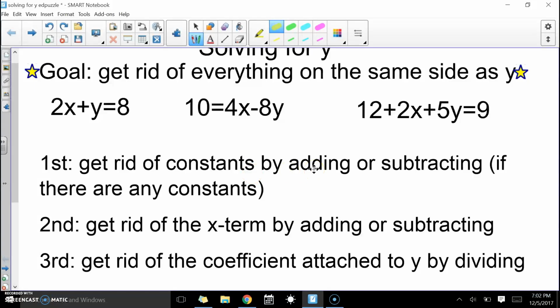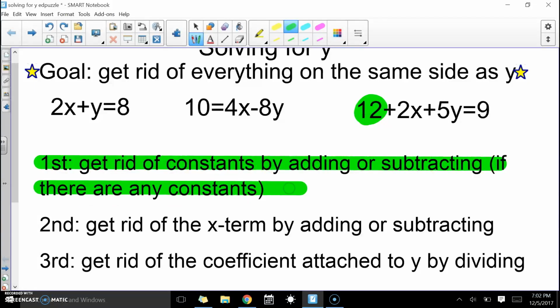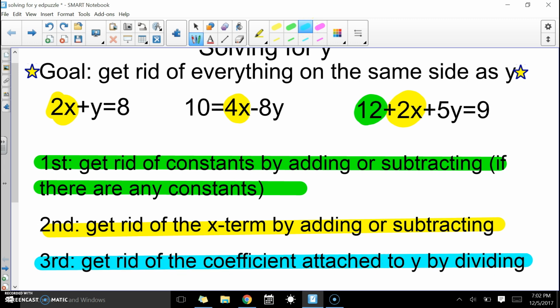First step is to get rid of constants by adding or subtracting if you had any constants. So in this case, here's a constant, and this is what I'm talking about. We would just subtract that 12 on both sides. The second step is to get rid of the x term by adding or subtracting, and these are what I mean by getting rid of the x terms by adding or subtracting. Okay. The third step is to simply get rid of the coefficient attached to y by dividing. And what I mean by that is this negative 8 I would divide and this 5 I would divide.